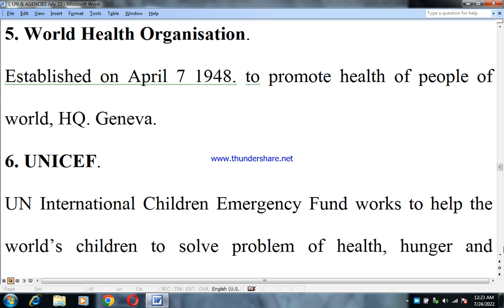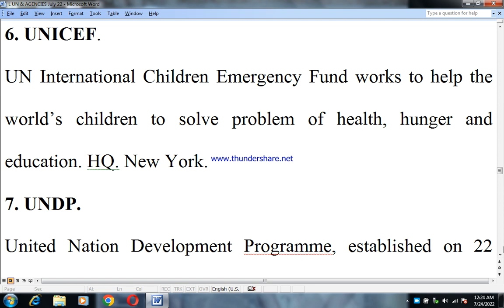Number 5, World Health Organization, established on April 7th, 1948 to promote the health of people of the world, and its headquarters is in Geneva, Switzerland. Number 6, United Nations International Children's Emergency Fund, works to help the world's children to solve problems of health, hunger and education. Its headquarters is in New York, United States.